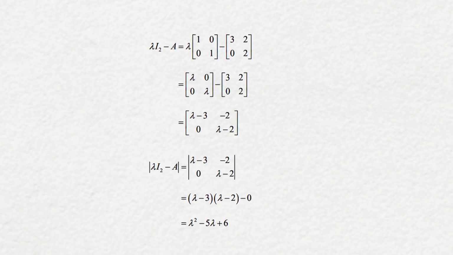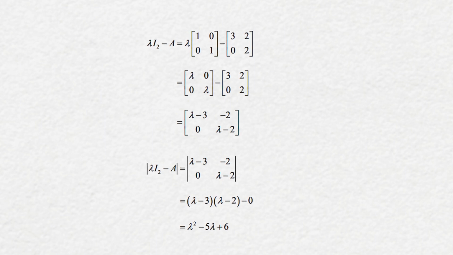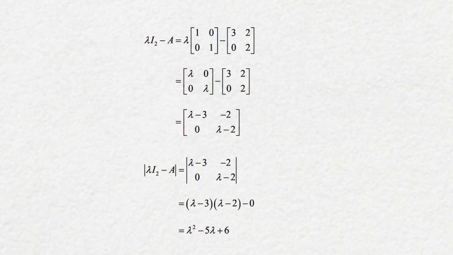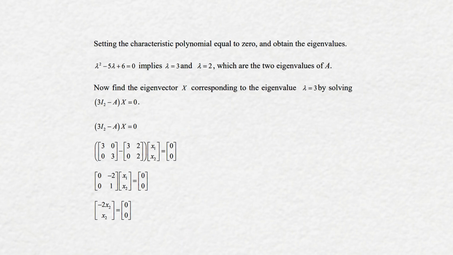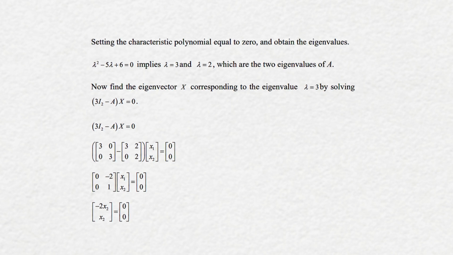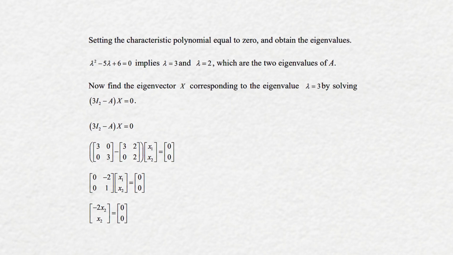Now, we calculate the determinant of lambda I2 minus A, which is the determinant of lambda minus 3, minus 2, 0, lambda minus 2. So, it becomes lambda minus 3 into lambda minus 2. Setting this equal to 0, we can get the characteristic roots or eigenvalues. The characteristic polynomial is lambda square minus 5 lambda plus 6. Setting the characteristic polynomial equal to 0, we obtain the eigenvalues. So, the eigenvalues are lambda equal to 3 and lambda equal to 2, which are the two eigenvalues of A.